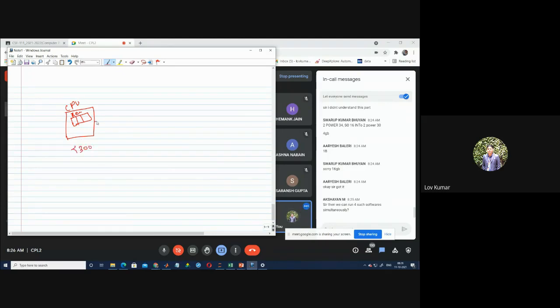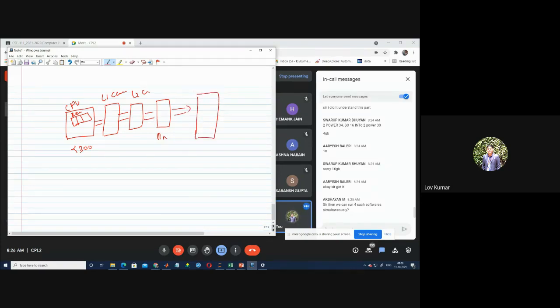After that, a cache is there, which is similar to your main memory. That is your L1 cache. After that, one more cache is there, called the L2 cache. Then your main memory, which is also called the RAM, and after that the secondary memory is present.